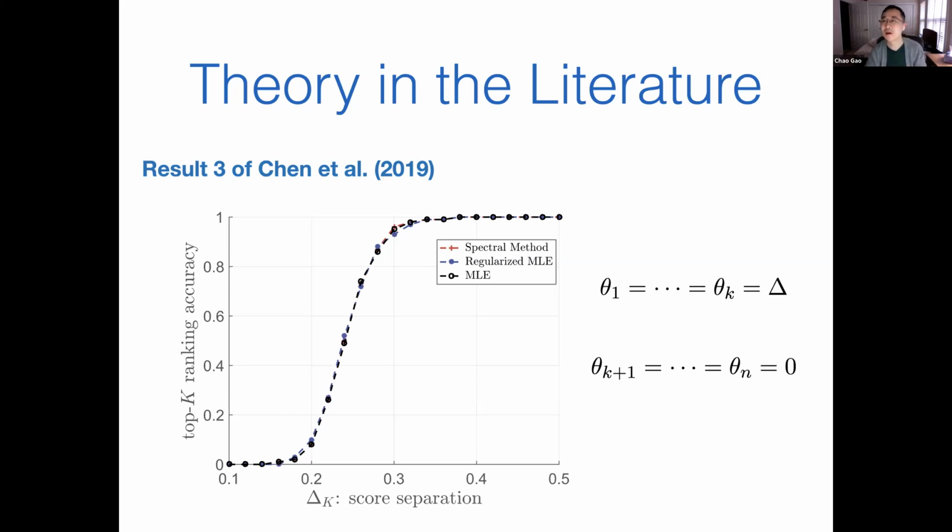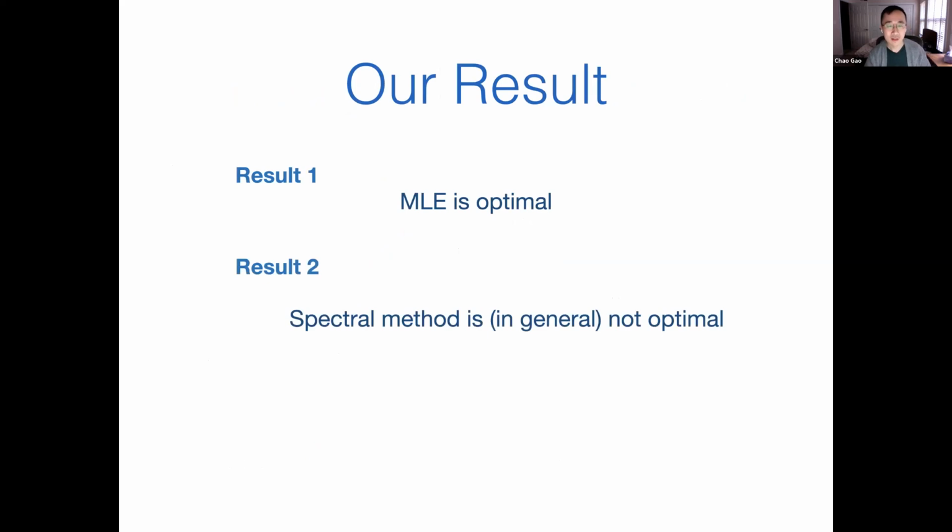Maybe the leading constants are also the same, right? I will come back to this point actually. Okay, so these are the main results of this paper by Chen et al. Here are our results. We are able to show MLE is indeed optimal, but in a stronger sense. And on the other hand, the spectral method is not. Okay, I will explain why.